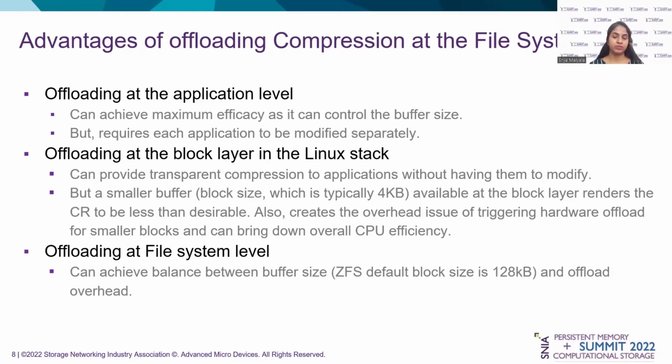CPU efficiency. The option of doing compression at the file system level can provide an opportunity to achieve the balance between buffer size and offload overhead. The file system level compression also provides transparent compression to applications to achieve the desired cost savings. The larger buffer size also results in higher compression ratios. We therefore chose ZFS to offload compression. Vaishnavi will now walk us through the offload design and flow.